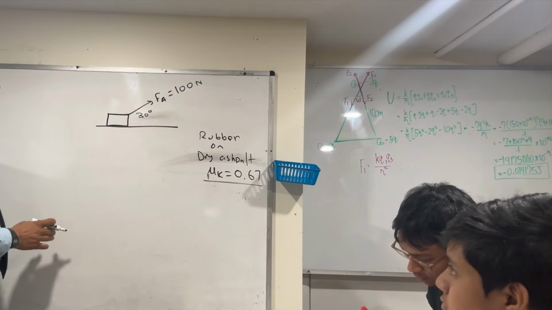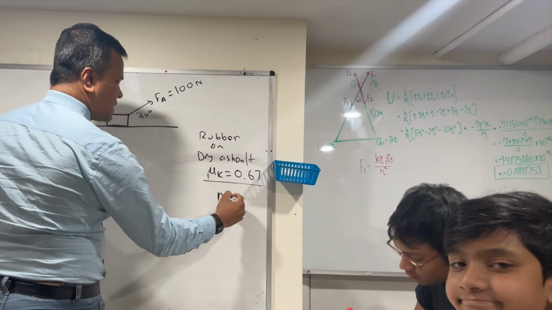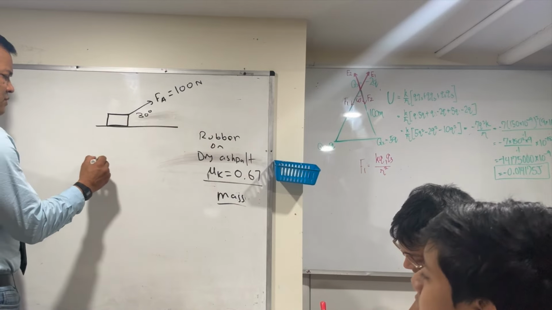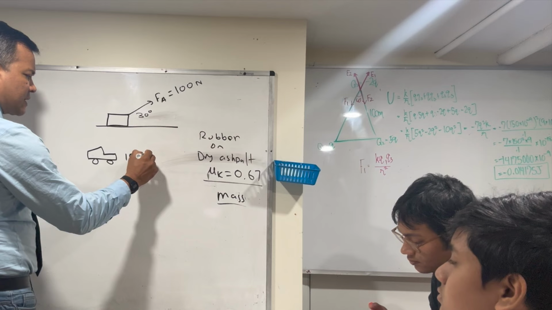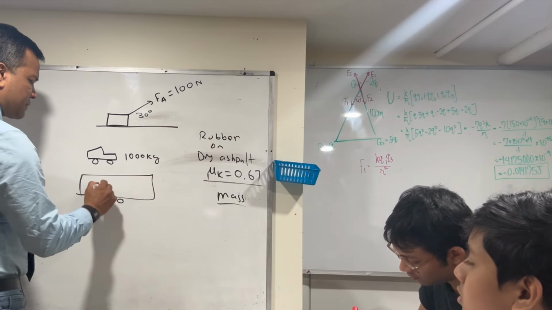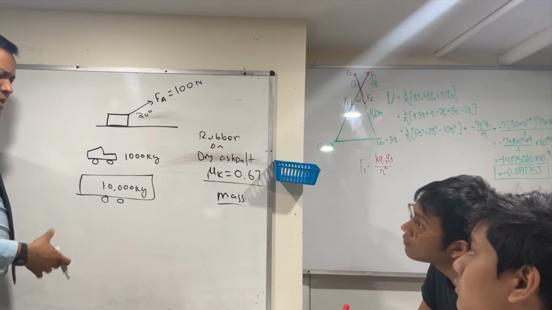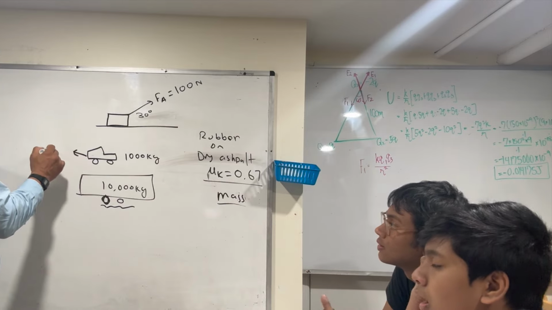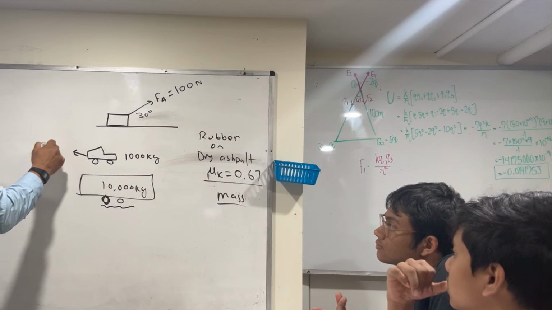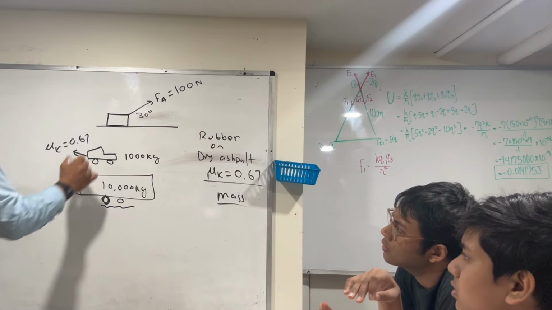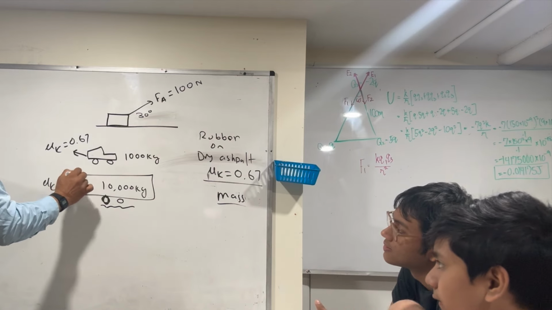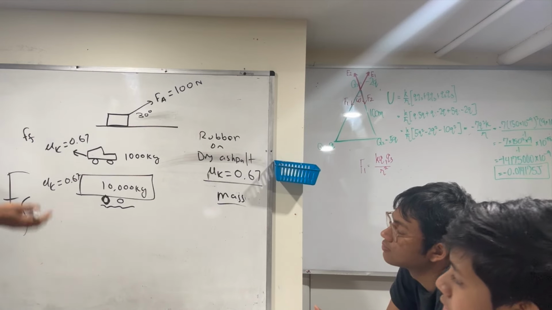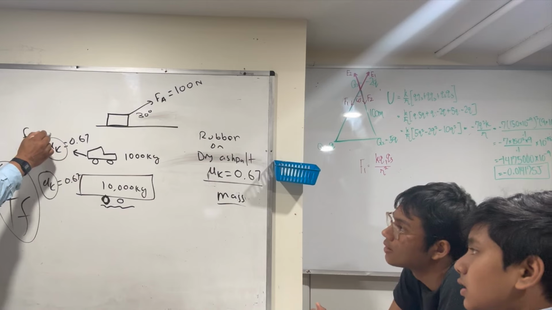The first thing we know is that we have to find the mass. But before we find the mass, I want to ask you some questions. Let's consider a small car with 1,000 kilograms and a big truck with 10,000 kilograms, both moving on rubber and concrete. What would be the mu k for each? 0.67 for both. Which one has a bigger force of friction? The truck, because it's dependent on the normal force. So if you increase the mass, the friction force increases, but the coefficient remains the same.